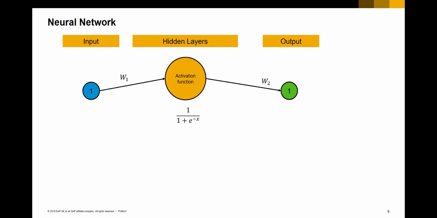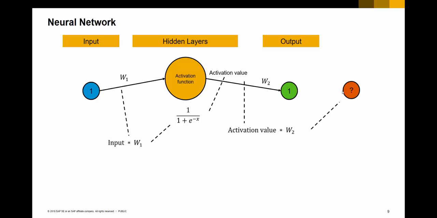If we take this step by step, the input, which is 1, will be multiplied by the weight. We then use that as the x input into the sigmoid function, so this will be the calculation. The output from this calculation will be put here, and then we have similarly a calculation where we take the activation value, multiply it with W1, and then we get an output.